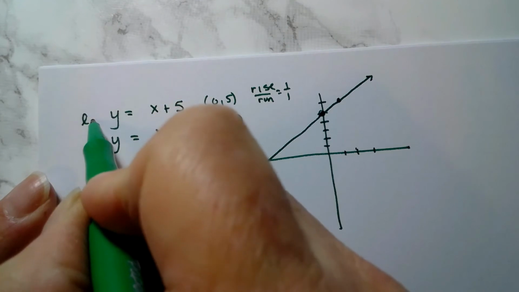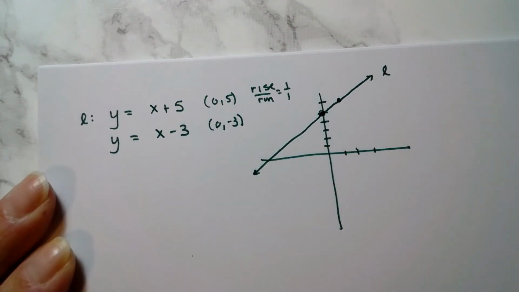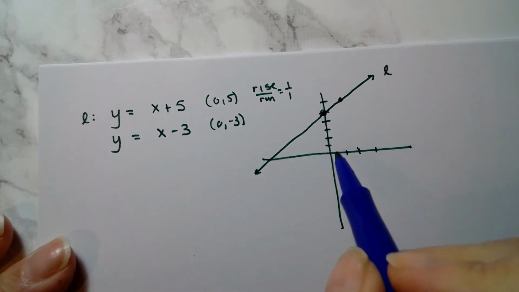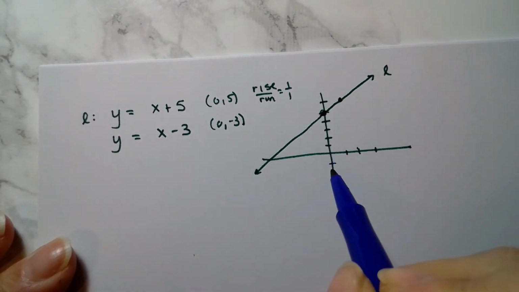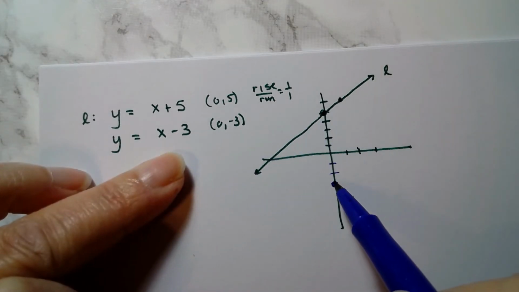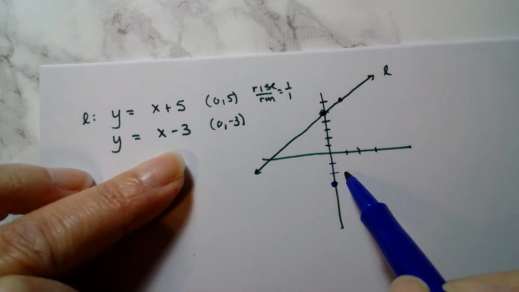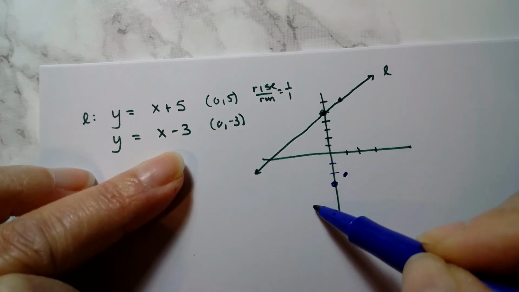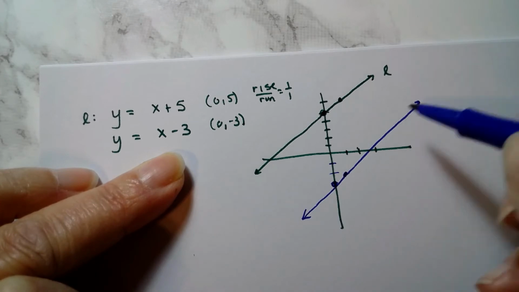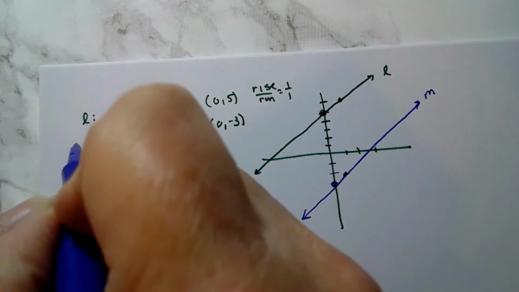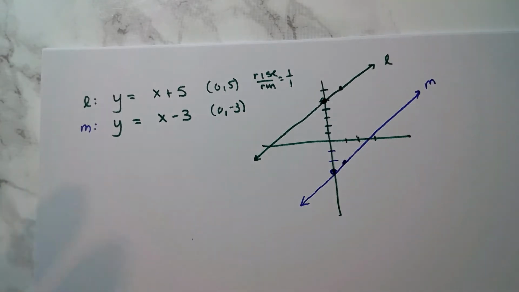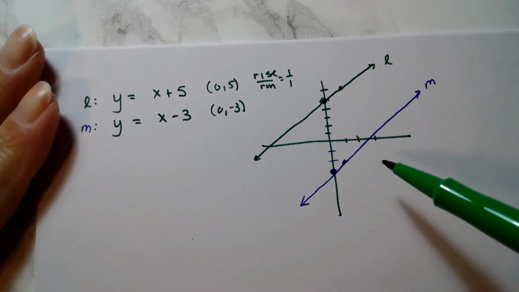So I'll call this one line L in green. In blue, I'm going to plot this line. The y-intercept is at 0, negative 3, so it's here. The slope is still 1, so from here I'm going to rise up 1 and go over 1 and plot my other point. It's just a sketch. This is my line. I'm going to call this one M, right? And now the goal is to find the distance between the 2 lines.